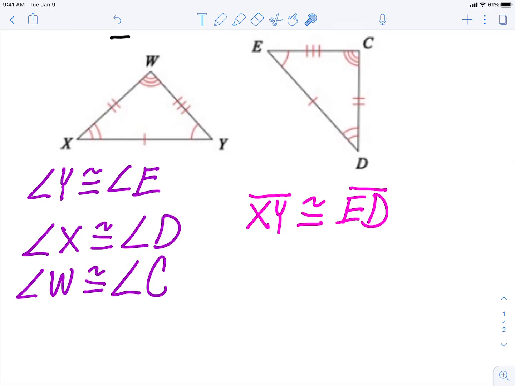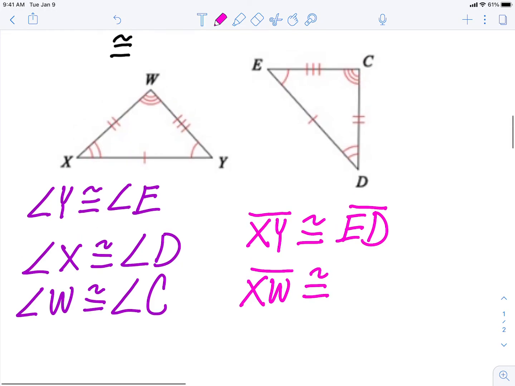Now let's go back to our first one. Let's look for a double. Right there, right? From X to W is a double. So we're going to say XW is congruent to, now let's look at our second triangle. Which one is double? Right here. C to D.